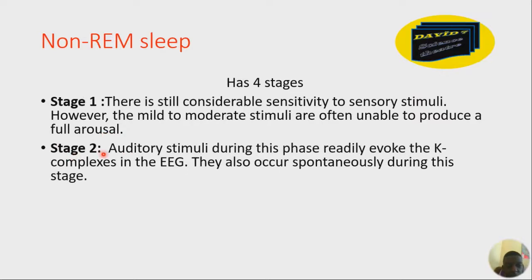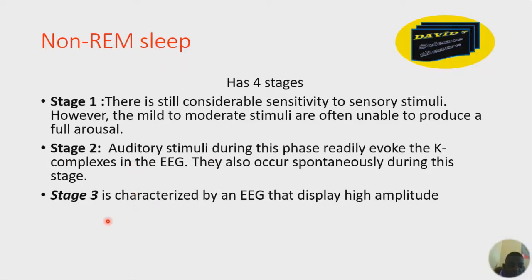In stage 2, auditory stimuli during this phase are capable of evoking K complexes in the EEG graph, okay? They also occur spontaneously during this stage. So in stage 2, when the individual is asleep in non-REM, auditory stimuli can cause K complexes seen on this graph, or we shall see it.